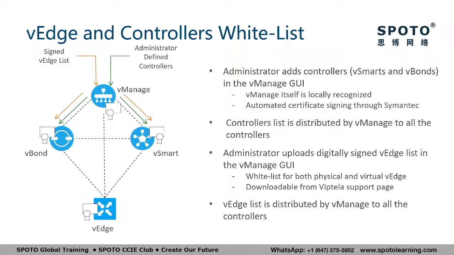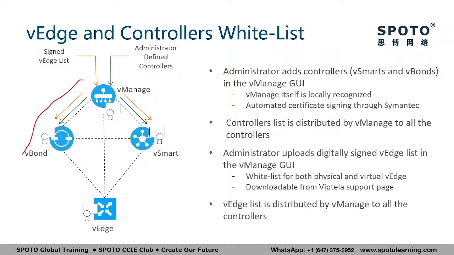vEdge and controllers, the entire architecture, operate based on a whitelist model. In the vManage GUI, the administrator adds controllers including vSmart and vBond in the whitelist. The certificate signing is automatic through semantic. vManage itself is locally recognized. Then the controllers list is distributed by vManage to all controllers. By doing that, all controllers know each other.